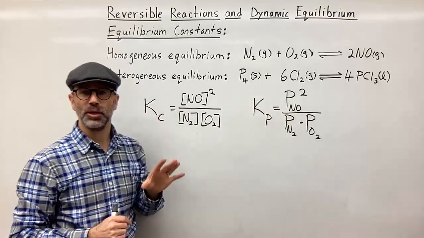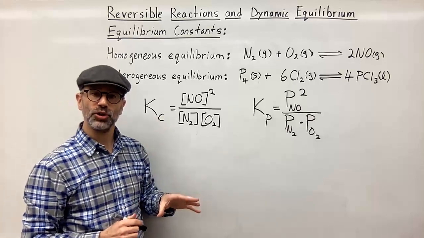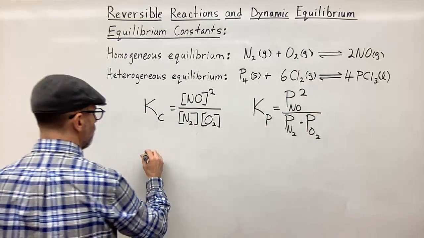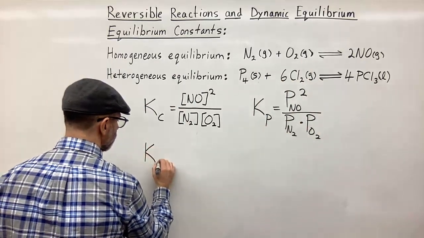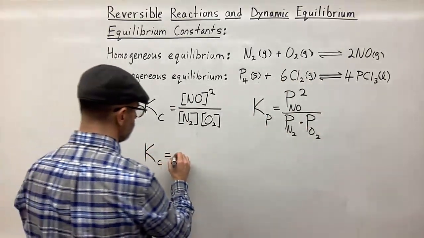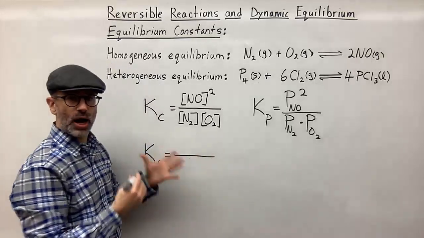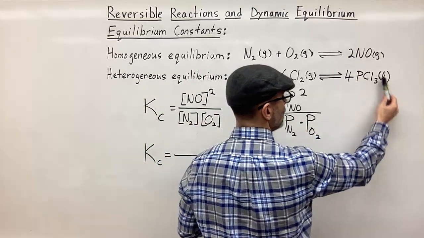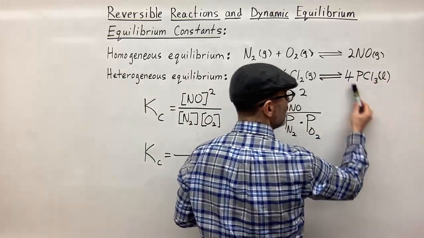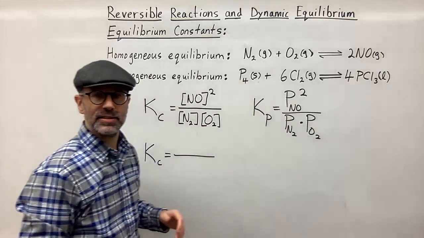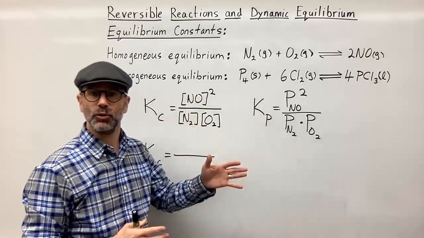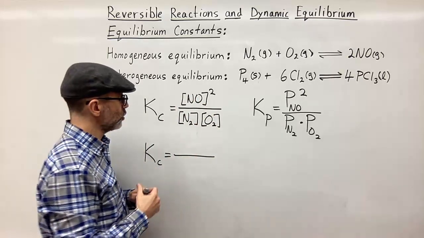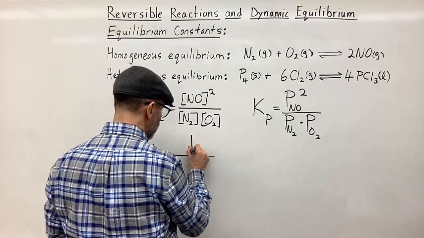And that doesn't happen with solids or liquids. So don't include them in the expression. So for this expression, my Kc would be equal to, again, products over reactants. So here I have 4 PCl3 liquid. So the PCl3 liquid is not going to be included because it's a liquid. And that's the only product I have. There's no other product. So that means I'm only going to have a 1 up here. So 1.